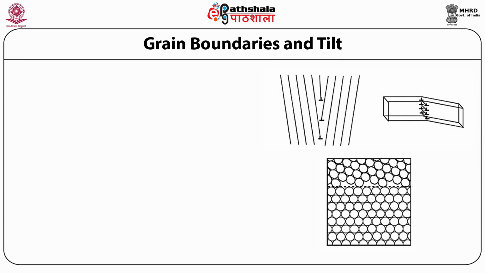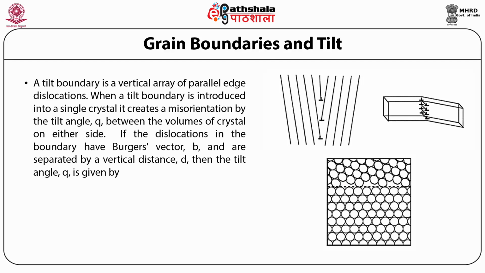Grain boundaries and tilt. A tilt boundary is a vertical array of parallel edge dislocations. When a tilt boundary is introduced into a single crystal, it creates a misorientation by a tilt angle theta between the volumes of crystal on either side. If the dislocations in the boundary have Burgers vector b and are separated by a vertical distance d, then the tilt angle theta is given by the formula theta equals tan inverse of b upon d.